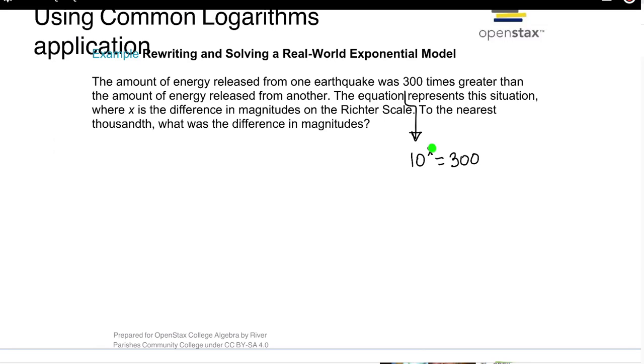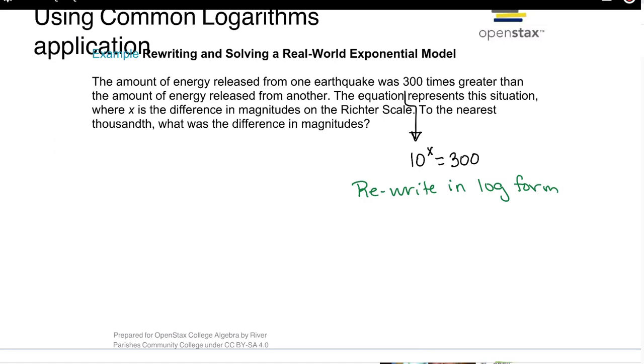So the difference in magnitudes is x, so we need to solve for x. Now, look up here, it gives us a hint. It says rewriting and solving a real-world exponential model. So what we're going to do is rewrite in log form. And we do this because I have no idea 10 to what power is 300. I'm solving for x. You can't just get rid of the 10 on both sides. The x is kind of attached to it. So in order to solve this problem, we need to rewrite it in log form.